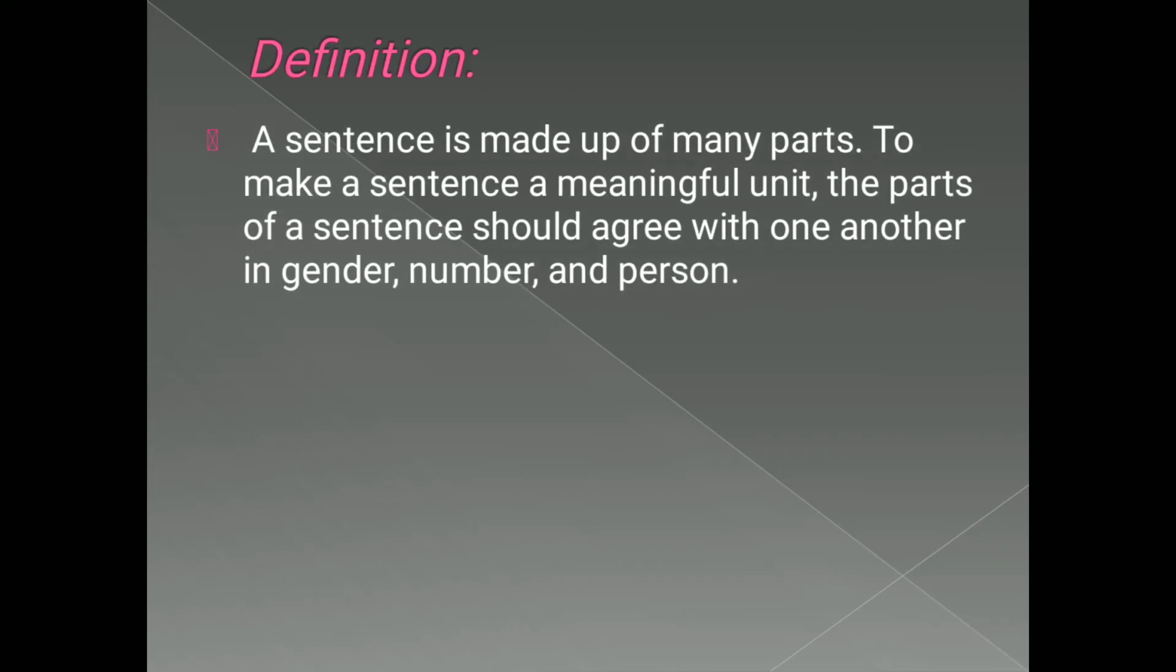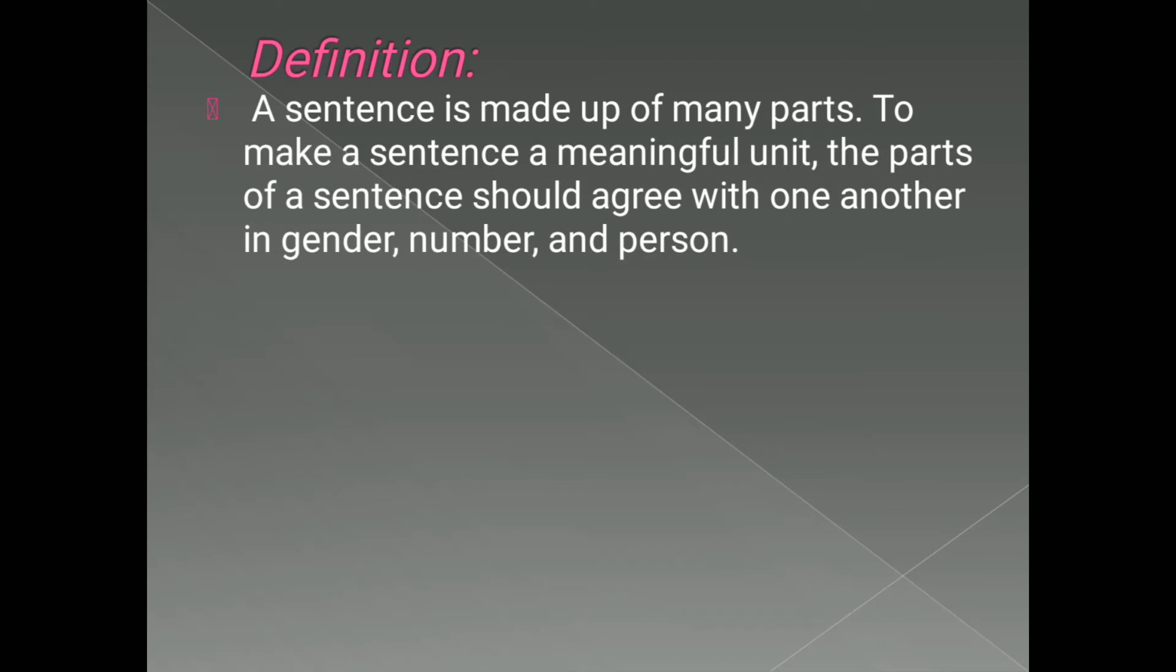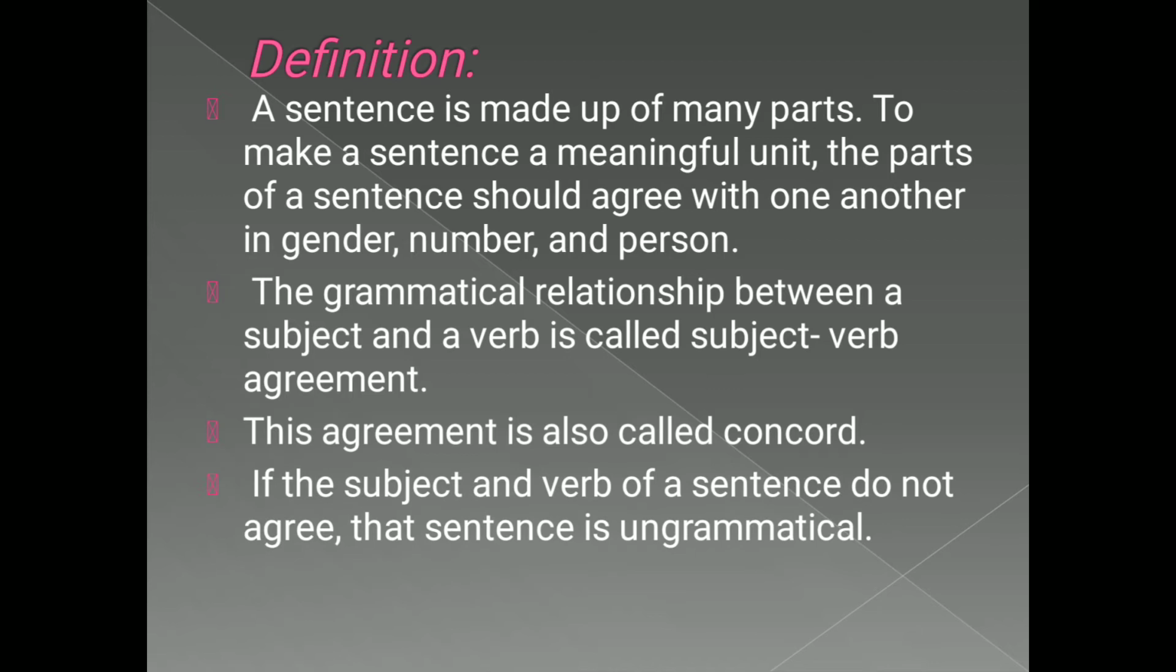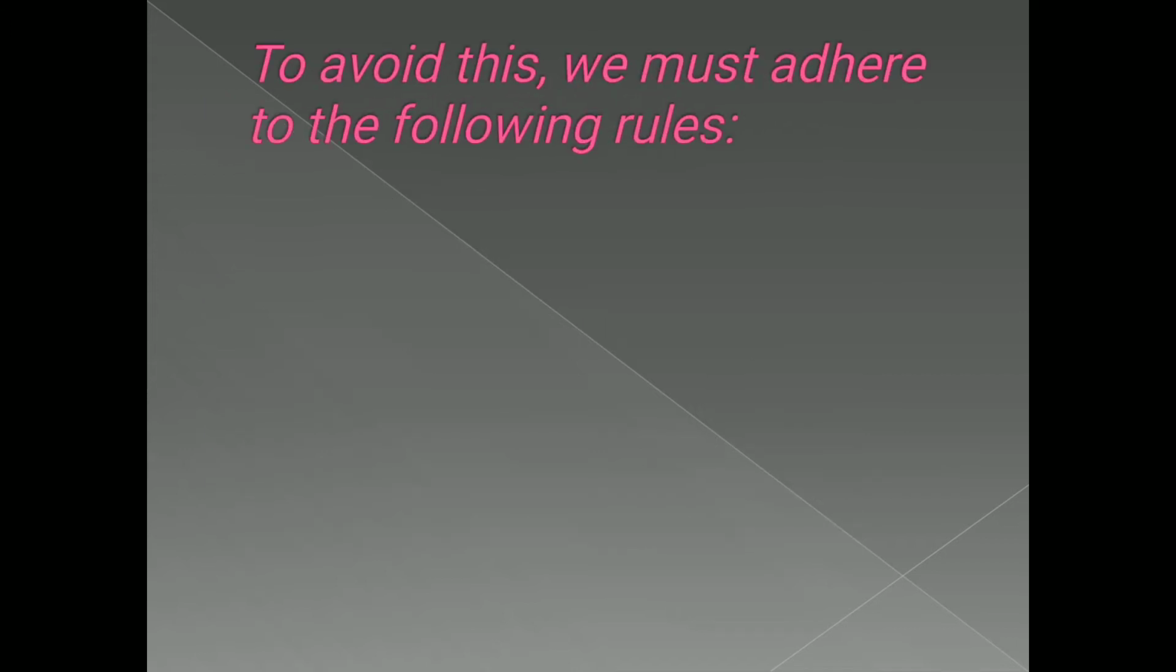So the definition: a sentence is made up of many parts. To make a sentence a meaningful unit, the parts of a sentence should agree with one another in gender, number as well as person. So in short, the grammatical relationship between a subject and a verb is called subject-verb agreement. This agreement is also called concord. If the subject and verb of a sentence do not agree, then that sentence is an ungrammatical one. To avoid this, we have to follow certain rules.